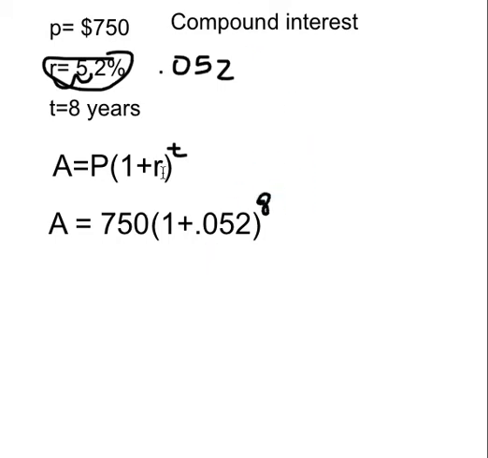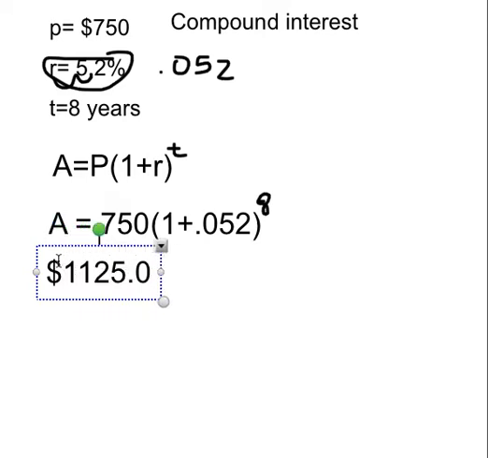So to solve this, I'm going to type it in exactly what I have. 750 parenthesis 1 plus 0.052, close your parenthesis, caret key, 8 equals, and this is in money, 1125.09. That is how you use the compound interest formula. That's 3 examples for you.